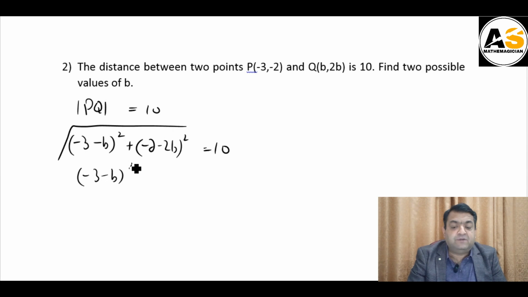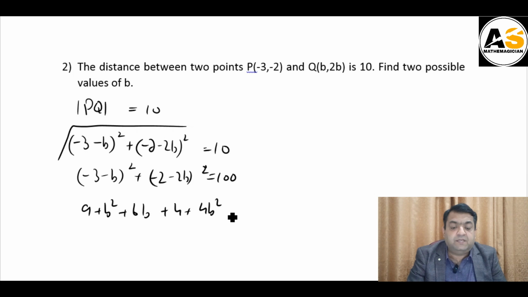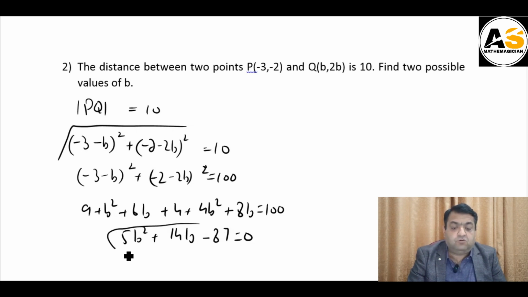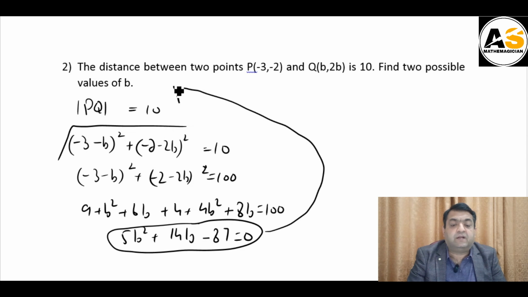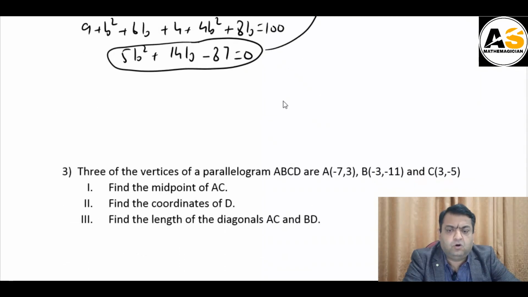So (-3 minus b) squared plus (-2b) squared is equal to 100, taking squares on both sides. 9 plus b squared plus 6b plus 4b squared plus 8b is equal to 100. 5b squared plus 14b minus 87 is equal to 0. So this is a quadratic equation. By solving this quadratic equation, you will get the possible values of b. I am not wasting time on it. You know how to solve this.